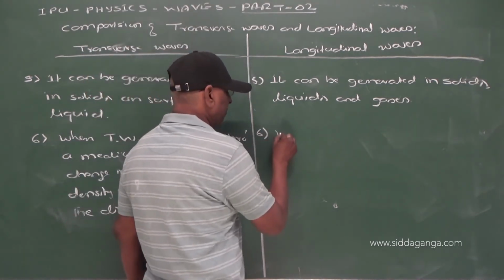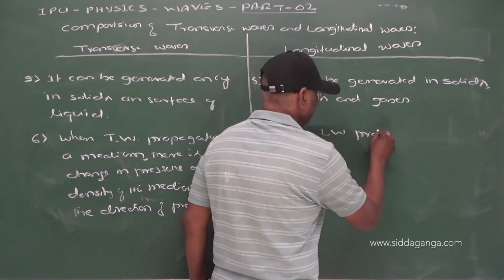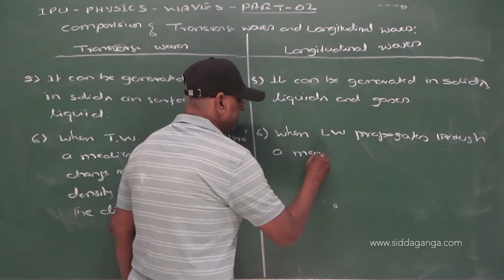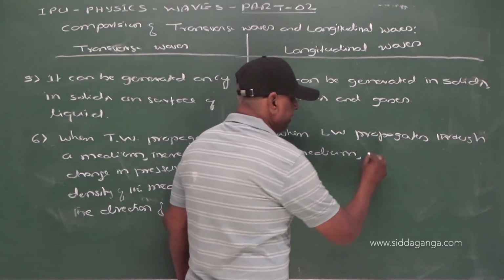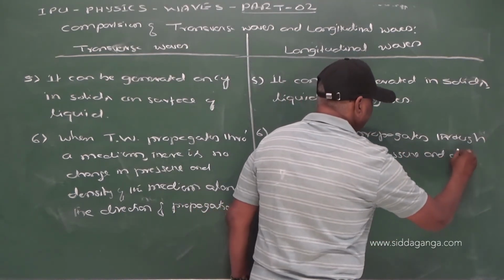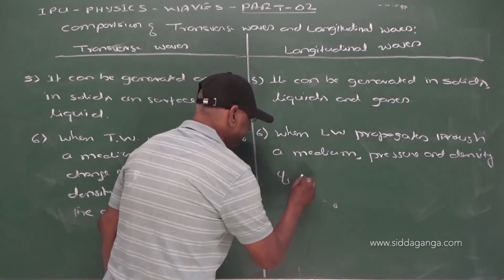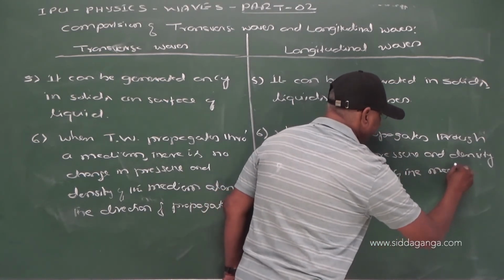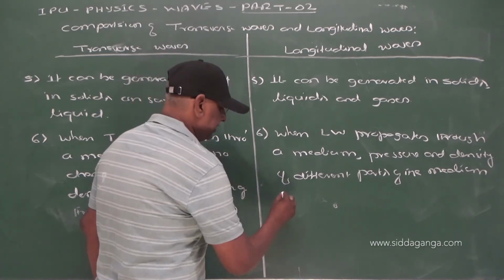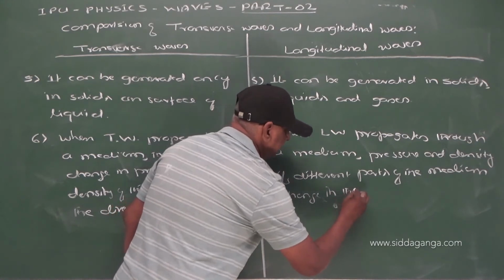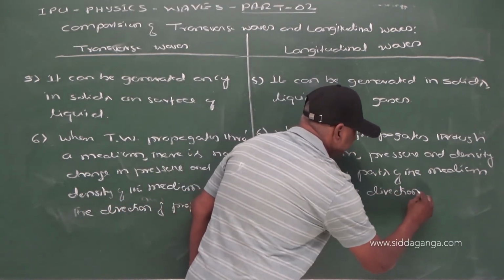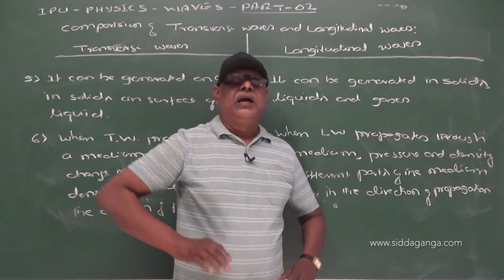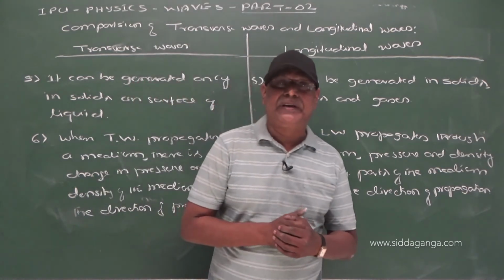But here, when a longitudinal wave propagates through a medium, the pressure and density of different parts of the medium change in the direction of propagation. Change in the direction of propagation. Now that's all about this classification.